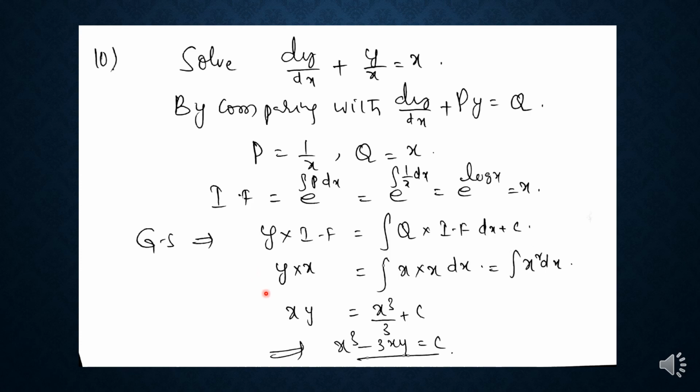So here the integrating factor is x, so y into x is equal to integral q, which is x, into x dx, that is equal to integral x square dx. That is xy is equal to x cube by 3 plus c. By cross multiplication you will get 3xy is equal to x cube plus c, that is x cube minus 3xy is equal to c. This is the solution for the given differential equation.